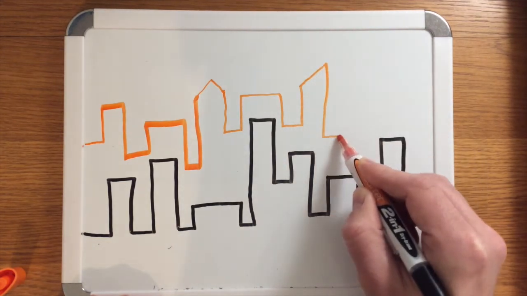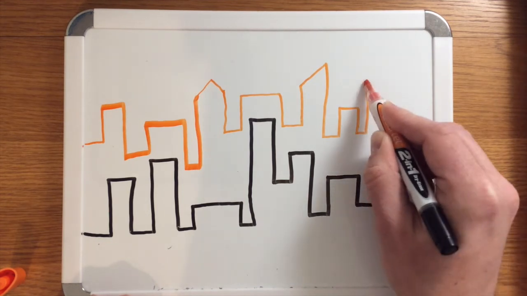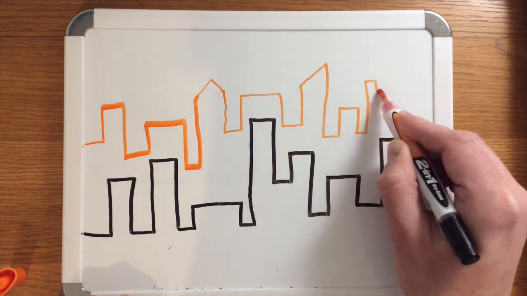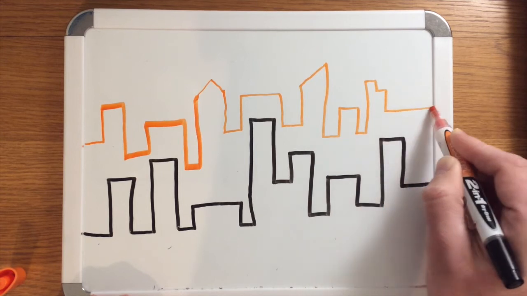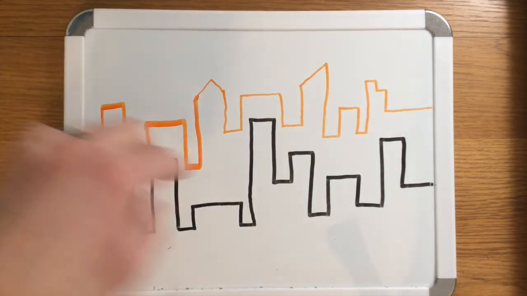Down, right, up, right, down, right, up, right, down, right, down, right. So again, there I changed just the roof of the building just by putting a little more lines into my pattern. But right, up, right, down is what you want to keep on doing as you build up your city. When you get to a back row, I usually don't do a full continuous line.